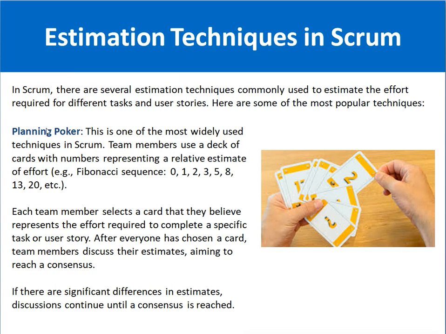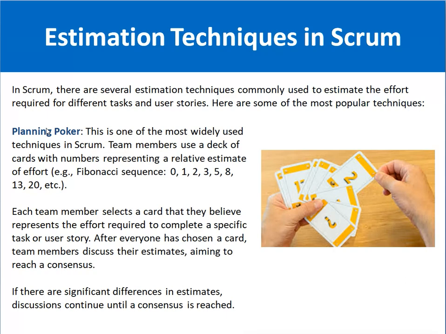Friends, planning poker is a very widely used technique in the Scrum framework. In this technique, we arrange a meeting, generally in a conference room, and the Scrum team members, the core members of the development team, sit together. In that meeting everyone has a deck of cards. The deck of cards represents relative estimates of effort, following a Fibonacci sequence like 0, 1, 2, 3, 5, 8, 13, 20, and a user story will be described.